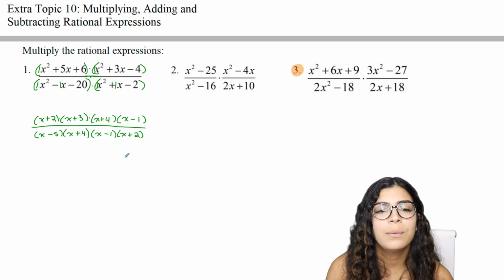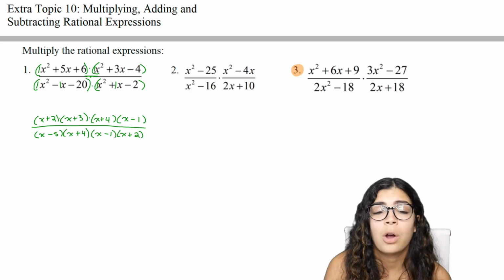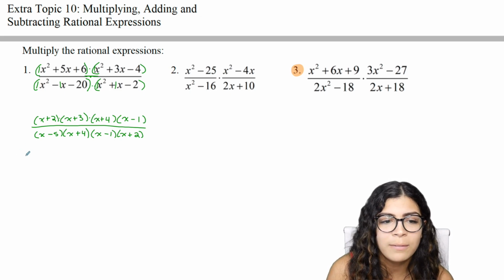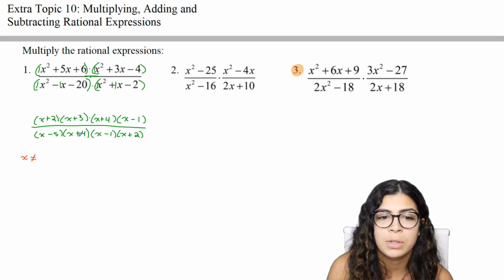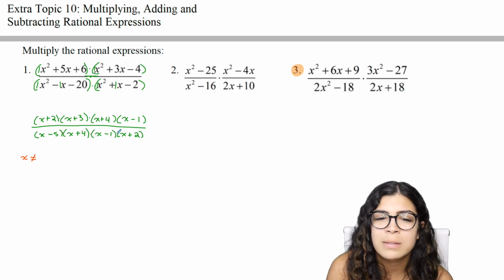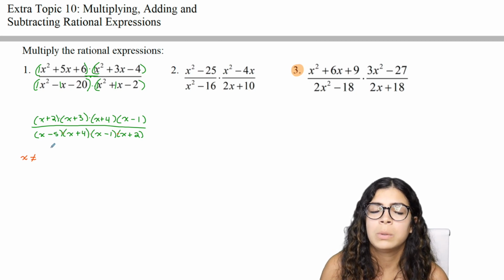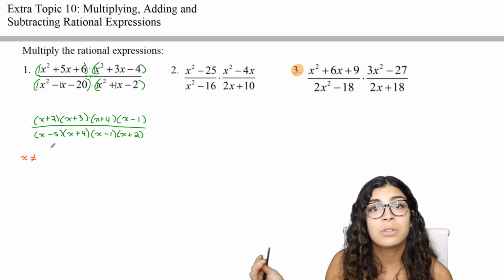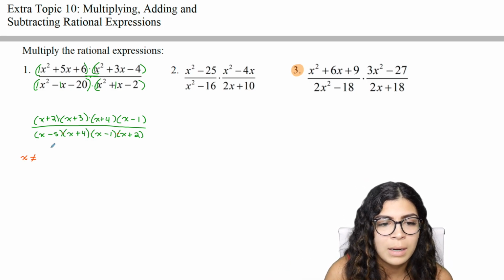All right, now that we have that completely factored, we can now state our excluded values. So what values of x cannot be possible because that would make this denominator 0? Now all of these are multiplying together, so if any one of these separate factors equals 0, then 0 times anything would be 0, so if any one of the factors was 0, that would make the entire denominator 0. So x cannot be 5, negative 4, 1, or negative 2.